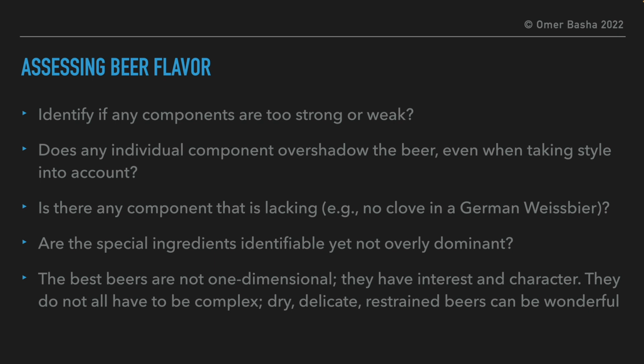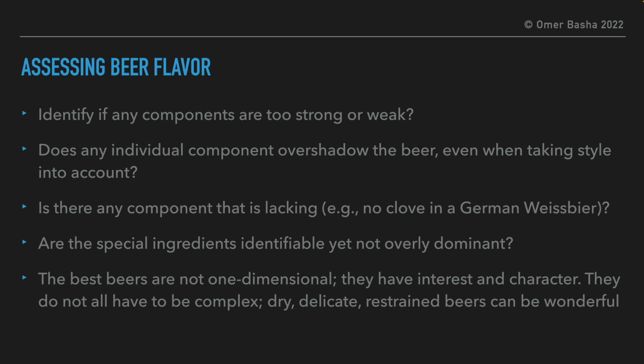We need to assess if there are any components that are strong or weak. Is there any individual component that is overshadowing the beer? Of course, this should be evaluated according to the style. In an IPA, the hops are supposed to overshadow the malts, and in a Doppelbock, the malts should overshadow the rest of the ingredients and processes.